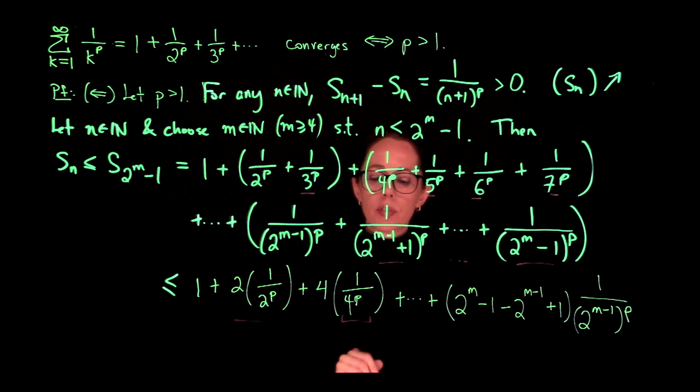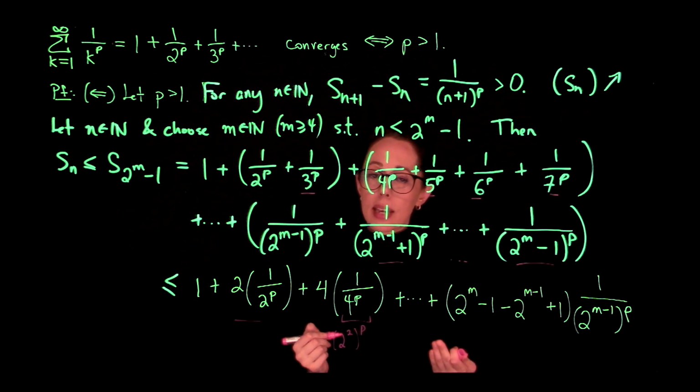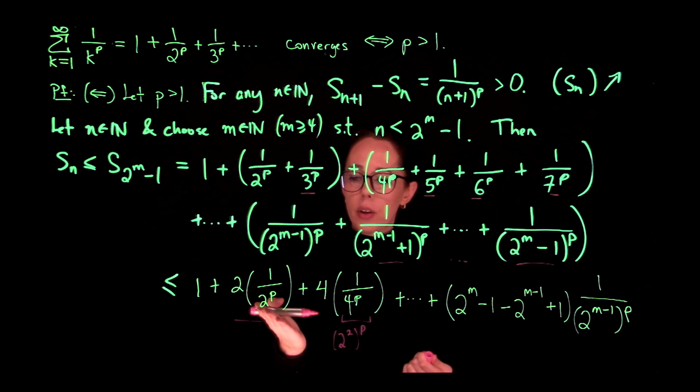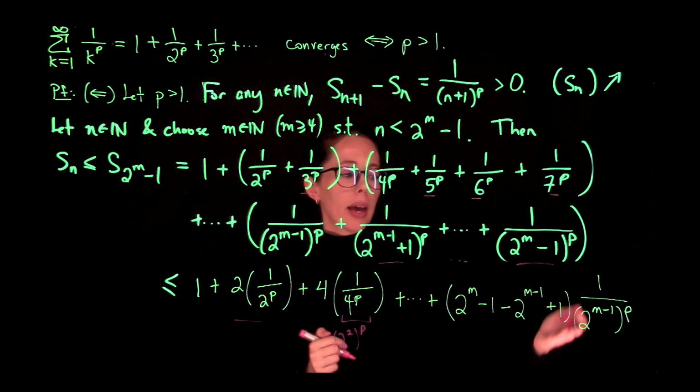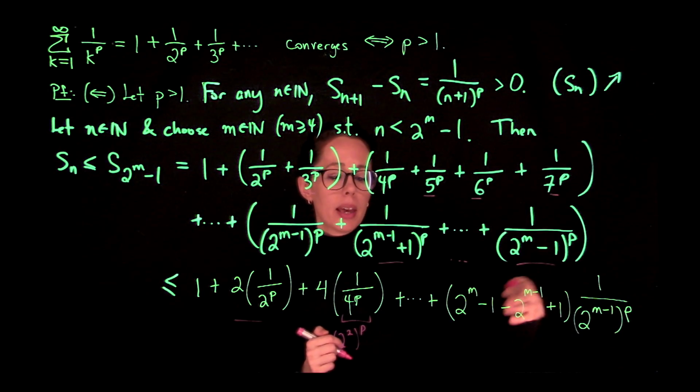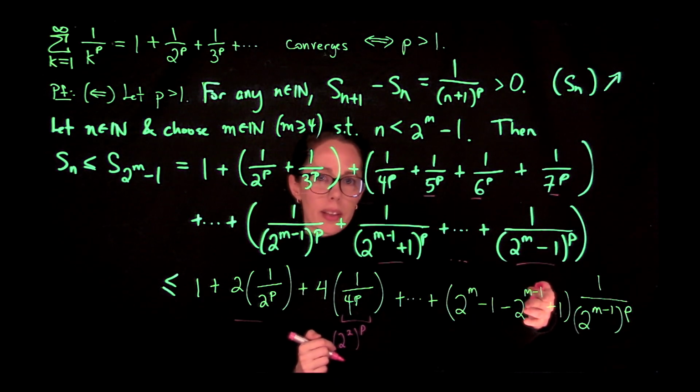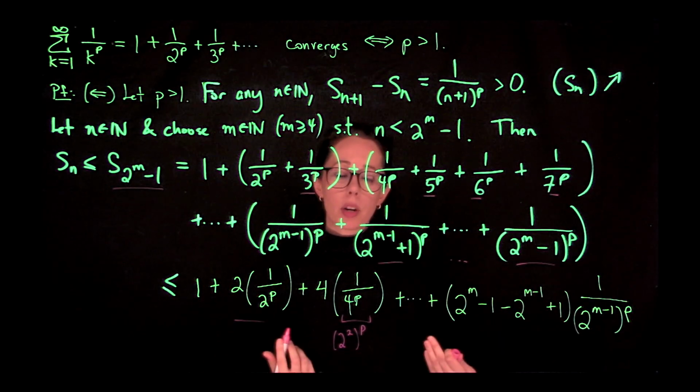Additionally, I want you to take this 4 and rewrite it as 2 squared. So 4 to the p is the same thing as 2 squared to the p. And then notice we have 2 to the 1 to the p. Here we have 2 to the n minus 1 to the p. Again, this special 2 power that's emerging is because of the special form of the partial sum.